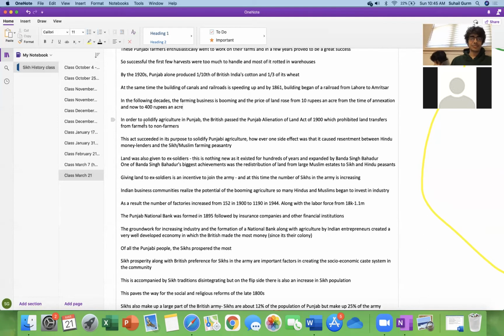But anyway, to really solidify the agriculture practice in Punjab, the British passed what's called the Punjab Alienation of Land Act. This was in 1900, so we're going a little further into the future, but it's still important. This act prohibited land transfer from farmers to non-farmers. If you own a farmland, after this act, you're not allowed to sell that farm to anybody who's not a farmer. So if you want to sell your farmland, you can only sell it to another farmer. You can't sell it to anybody else. And the purpose for that is so you don't lose the farmland.